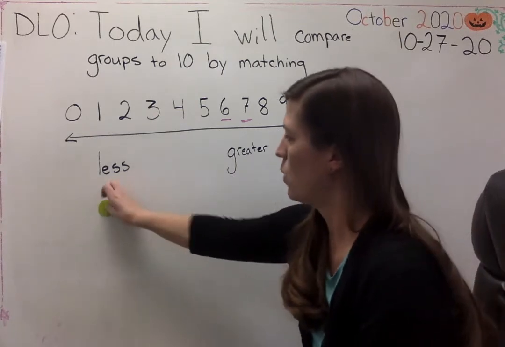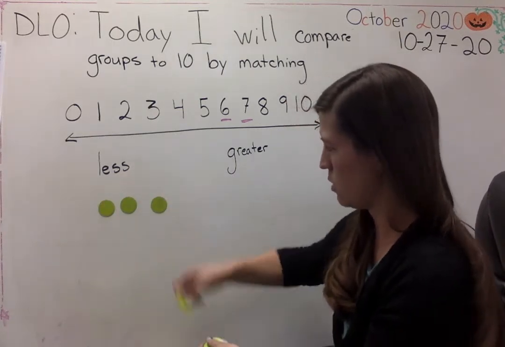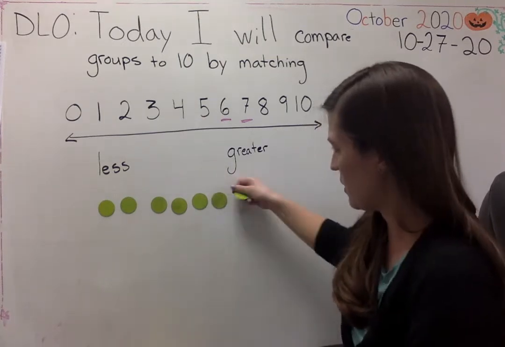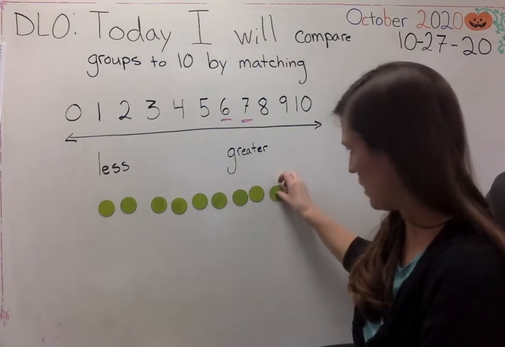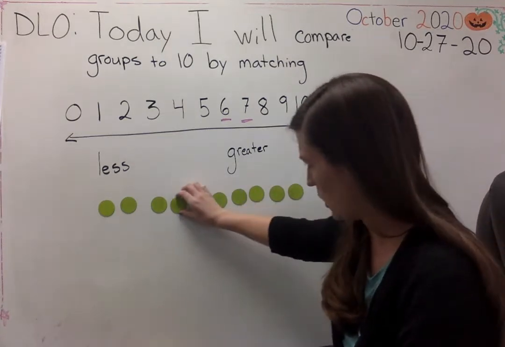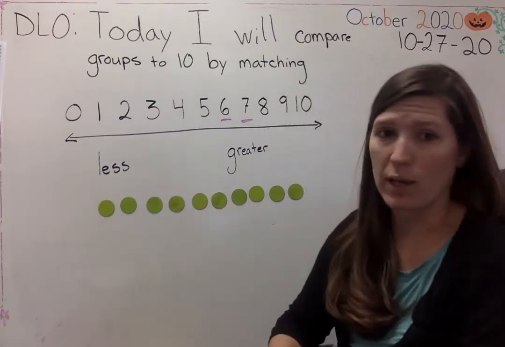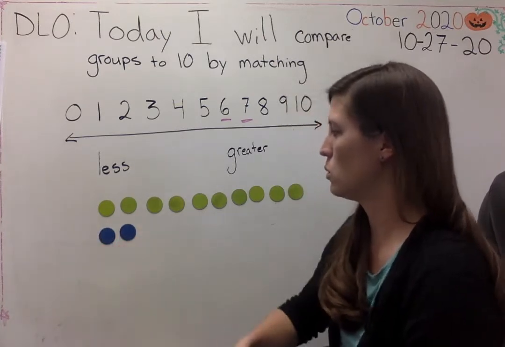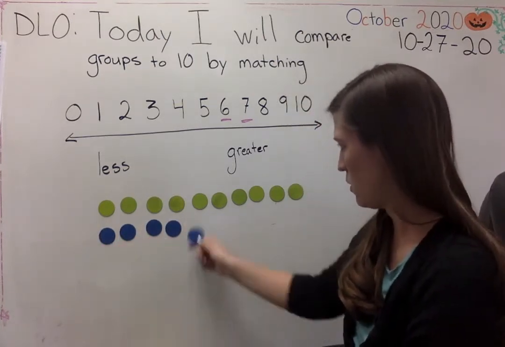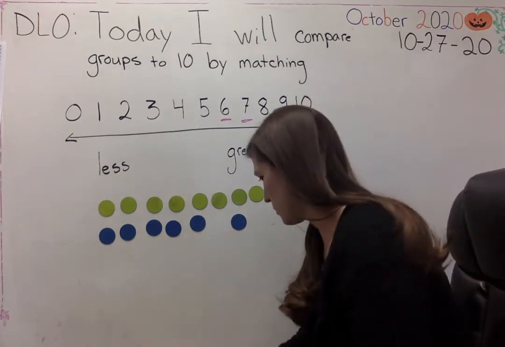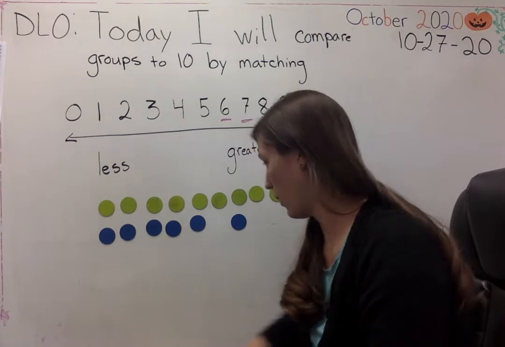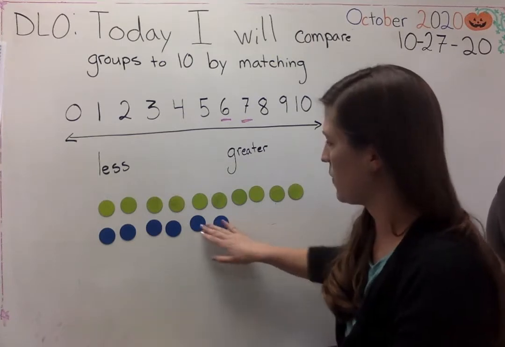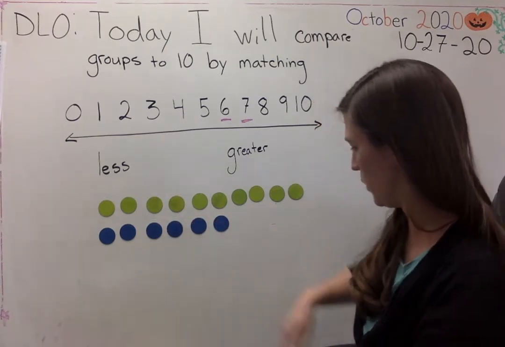All right, 1, 2, 3, 4, 5, 6, 7, 8, 9, 10. Try and line them up a little better. Now I'm going to count my blue dots, and then we will compare them. 1, 2, 3, 4, 5, 6. Well, I thought I had some more. I guess not. Only got 6. That's okay. We can still compare.